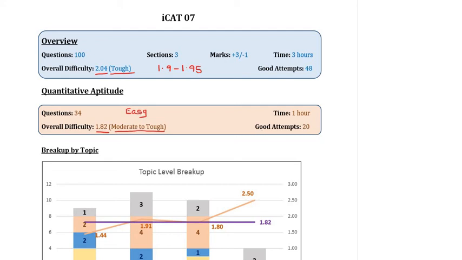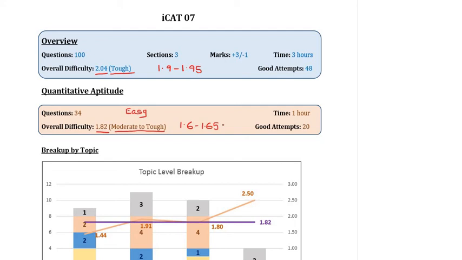Now, why do we say this? Typically in CAT, the average LOD for quant is somewhere between 1.6 to 1.65. So if I look at these numbers, definitely this section was 10 to 15% more difficult than the actual CAT or any other normal mock that we would release. That is where the number of good attempts would really go down.